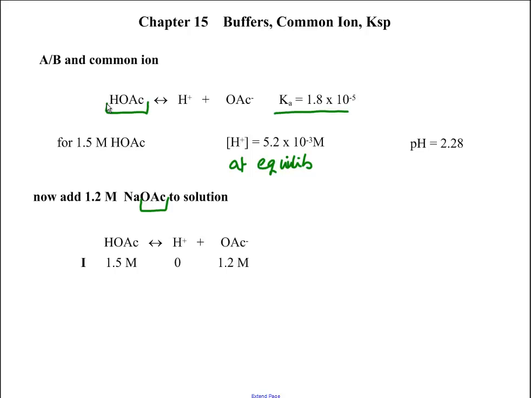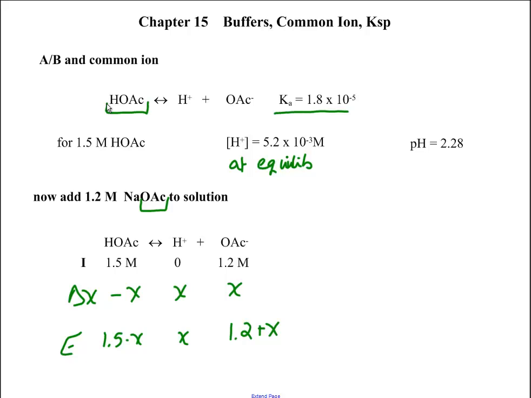Because these are our initial conditions, the equilibrium is going to shift to the right because we need hydrogen ion. So for our delta X, we have minus X here, and plus X here. So at equilibrium, we have 1.5 minus X for our acid concentration, X for our hydrogen ion concentration, and 1.2 plus X for our acetate ion concentration.